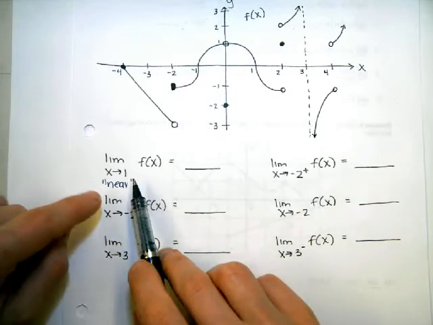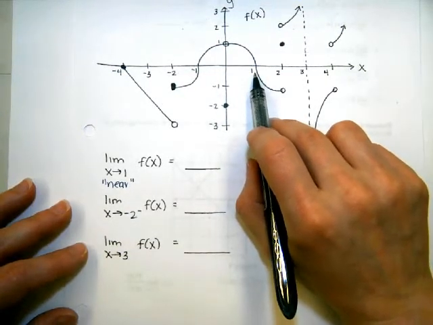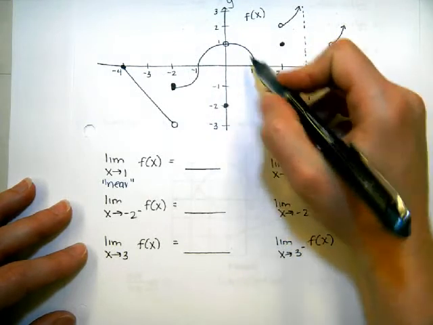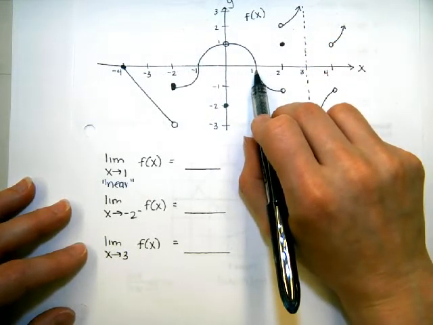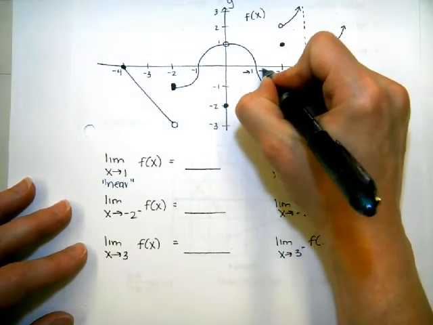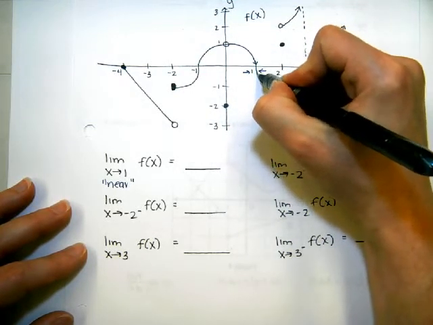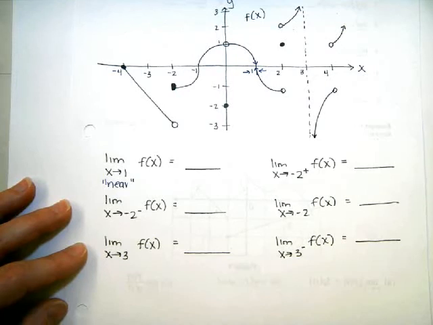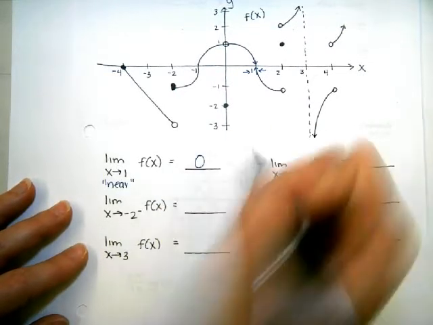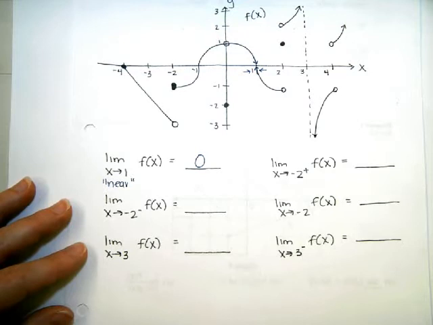So if we look at as x approaches 1, that's right here, right? What does it seem like our y value is approaching? Right, as we approach 1 from the right or the left, my curve, my y value, is approaching 0, isn't it? So we would say then that the limit of this function at 1 is 0.